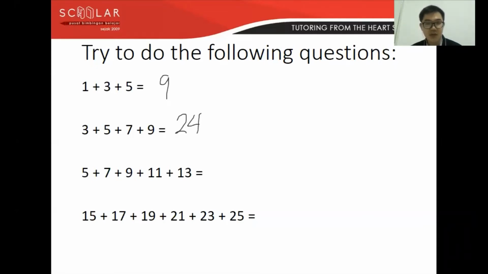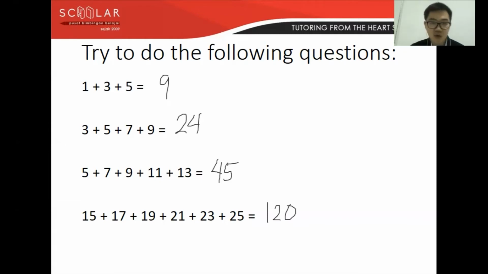Okay, now as the numbers get longer, it will be more difficult to find the answers. 5 plus 7 plus 9 plus 11 plus 13 should give you 45. And then you have 15 plus 17 plus 19 plus 21, 23, 25. It will take some time to actually calculate this, but if you do it accurately, you should get 120.